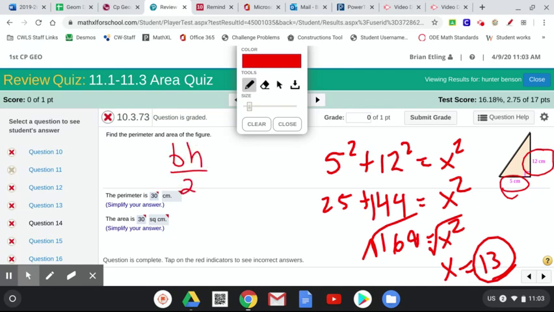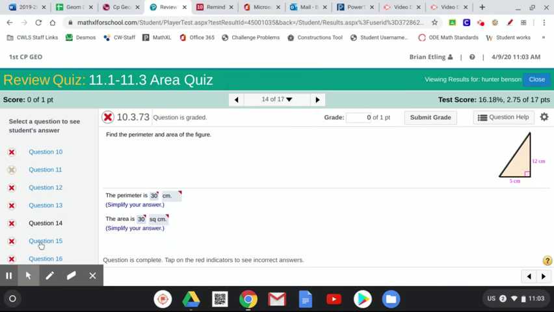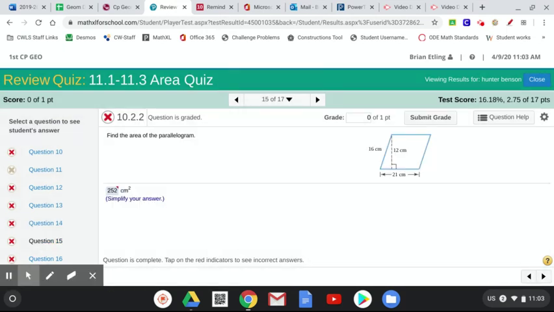Well, what are our base and our height? Those are our two legs. That's just 5 times 12 divided by 2. So 5 times 12 is 60, and 60 divided by 2 gives you 30. Okay. All right. So on to question 15 here.